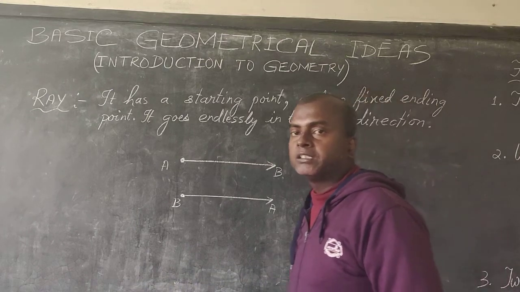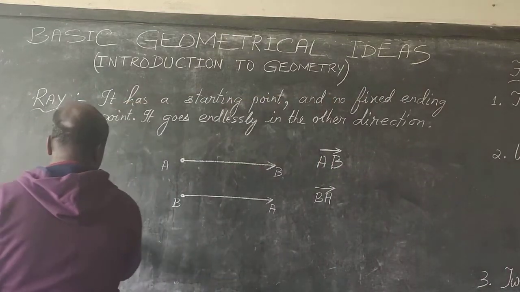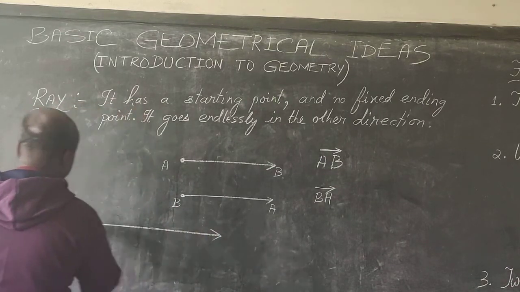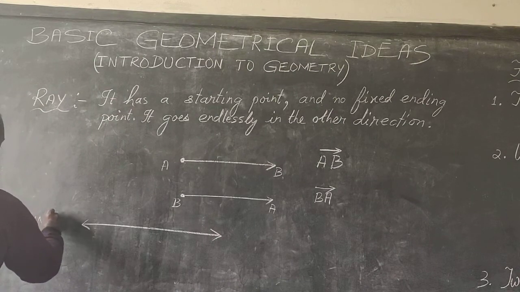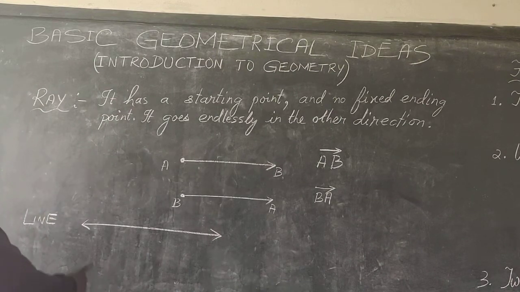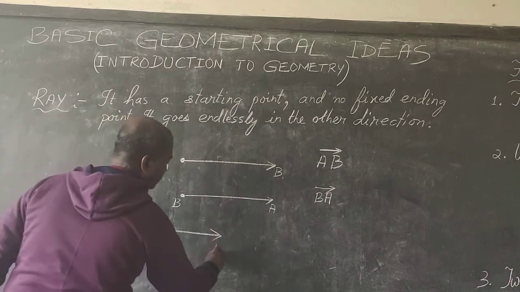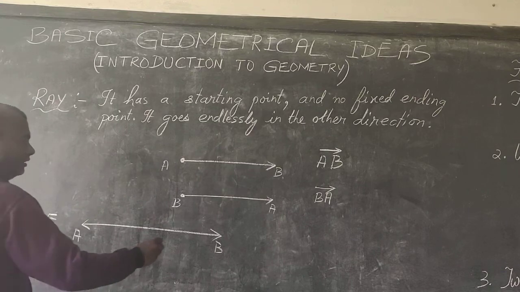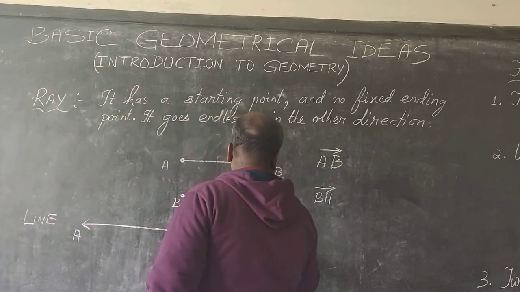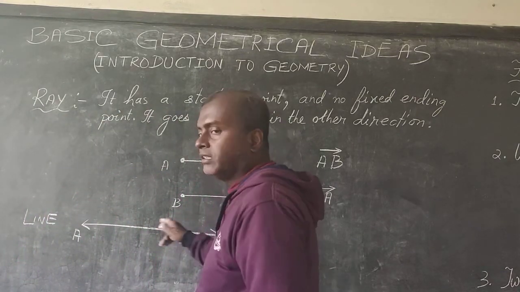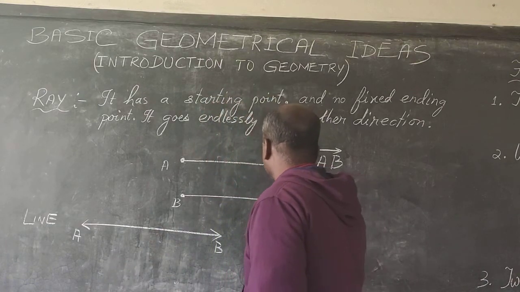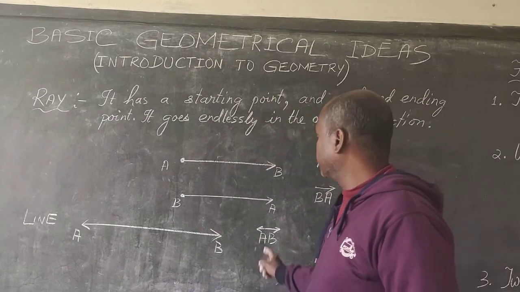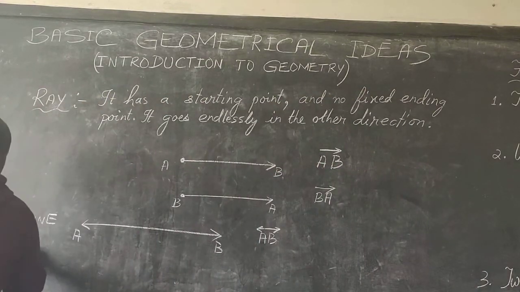Now let us summarize. Line. How do you represent a line? This is a line. From A direction it goes towards B direction. From A, I don't know from where it originates. So line will be represented. Again here we are going to write AB. AB are just directions, in this case. And line is represented by giving arrow on both sides. This is line. Then comes line segment.